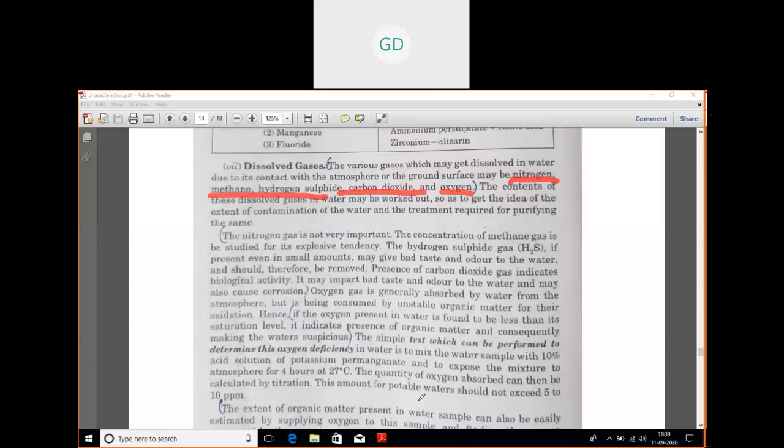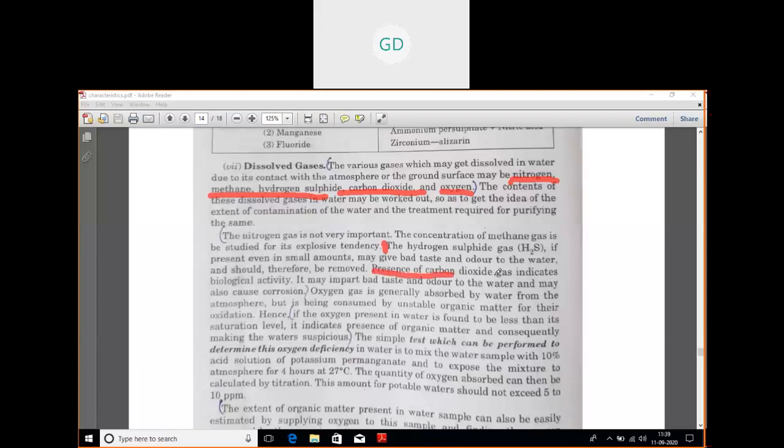So what happens if hydrogen sulfide gas is present? I know everyone knows the smell of a rotten egg. That is hydrogen sulfide gas, such a bad smell. If such a bad smell or taste is present in water due to hydrogen sulfide gas, nobody will consume that water. So this hydrogen sulfide needs to be removed.